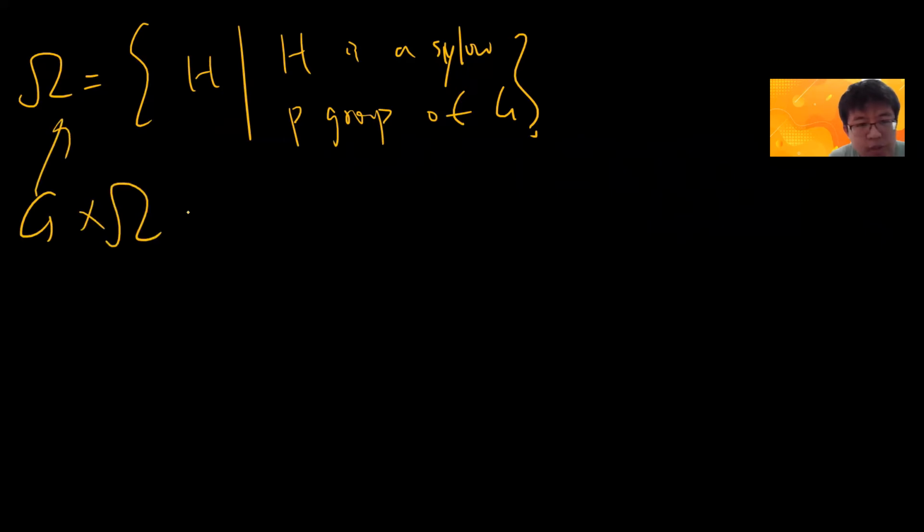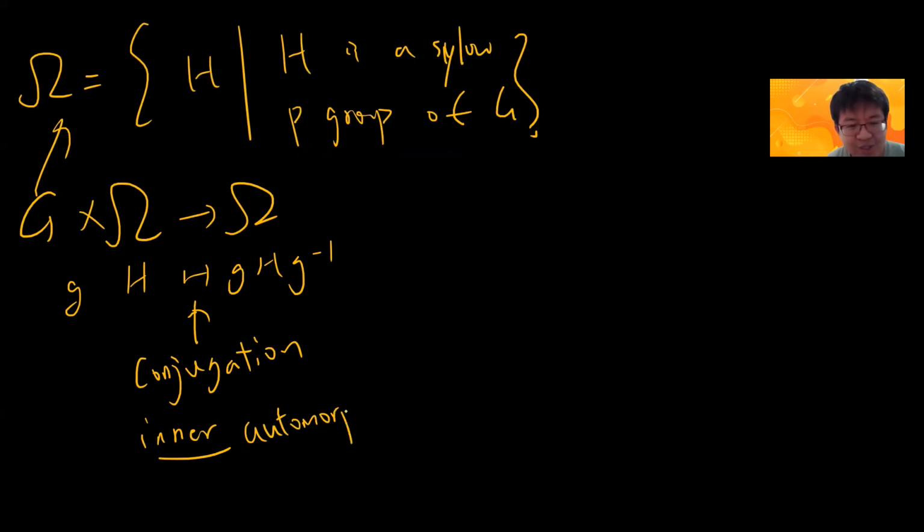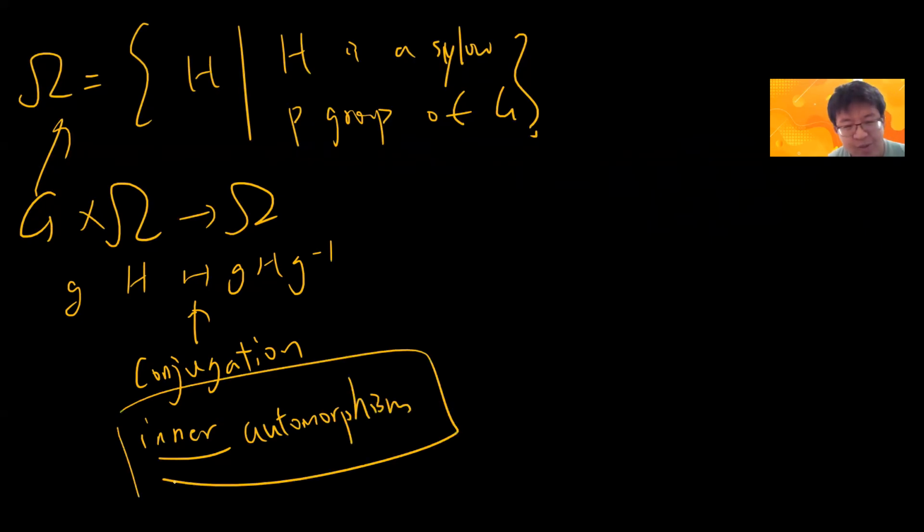By conjugation. So let's say this is H, and G maps it to G H G inverse. I use the word conjugation, and a very technical person will call it inner automorphism. Hope you guys will not care about these terms. The technical term is inner automorphism, but conjugation is much easier.